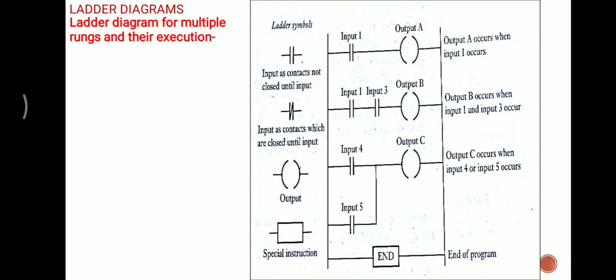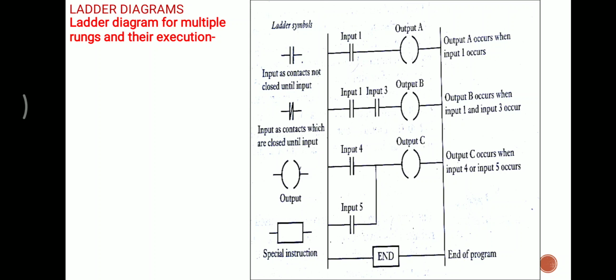Now the ladder diagram for multiple rungs and their execution. Here you can see a ladder diagram. In the first rung there is input 1 and output A. Output A occurs when input 1 occurs. This is one kind of switch, input 1. Right now it is in the normally open condition. If we press this switch, it becomes closed and there will be a power supply to the output. So output A occurs when input 1 occurs. This is the first rung.